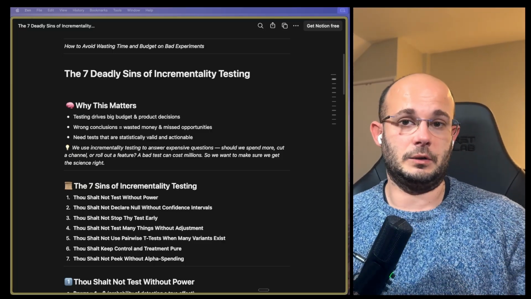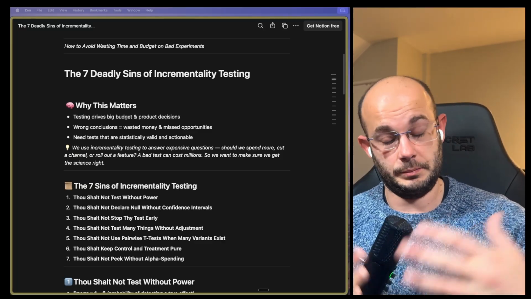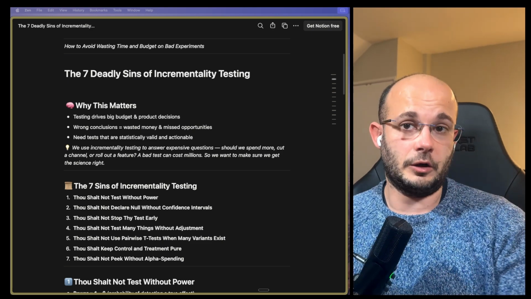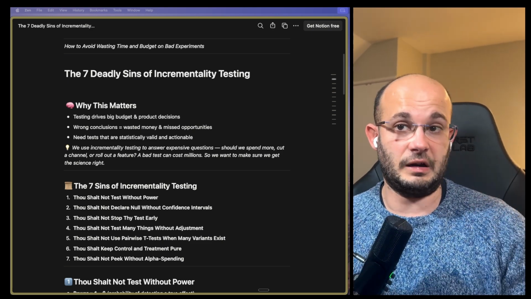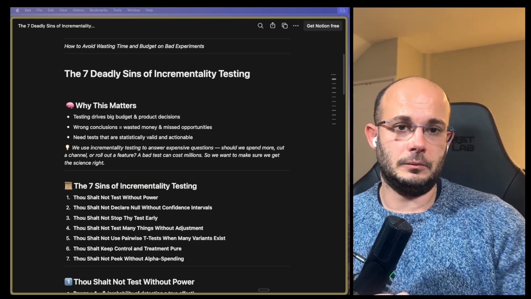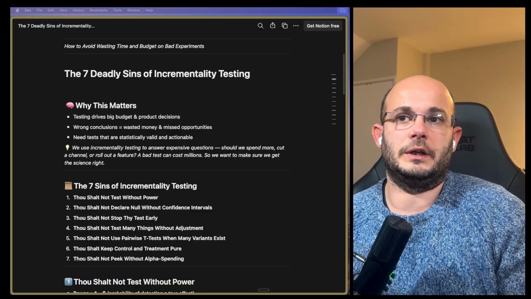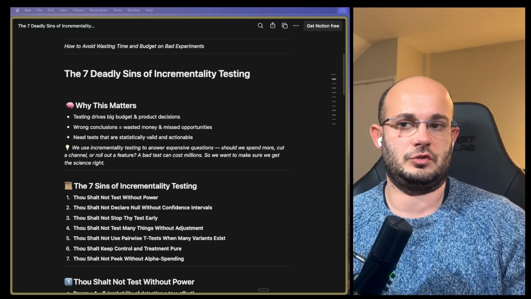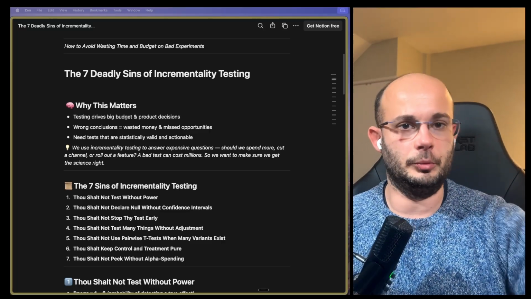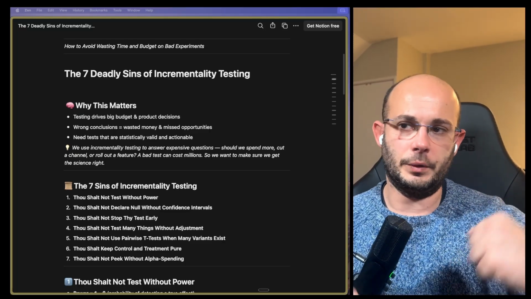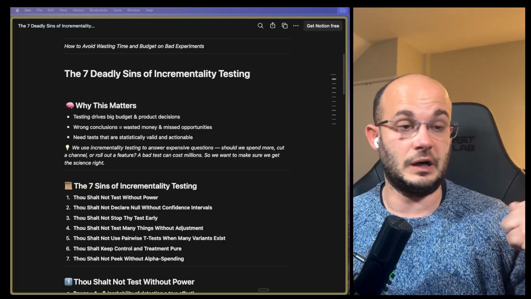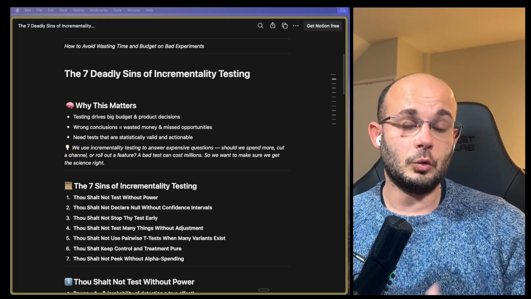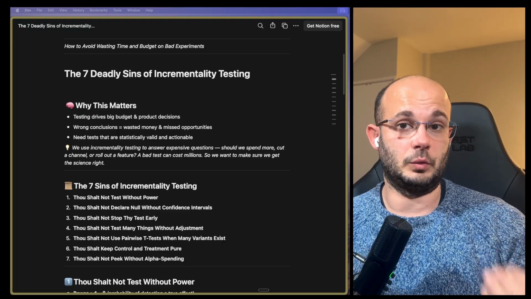Actually, anyone working with testing, and in particular, anyone working with marketing analytics, we need our tests to be statistically valid and actionable. Now, we might ask, why do we care? We basically use incrementality testing to answer expensive questions. Should we spend more on YouTube? Should we spend more on TV? Which channel should we cut? Should we roll out a feature? And a bad test can cost you millions. So we want to make sure that we get the science right.